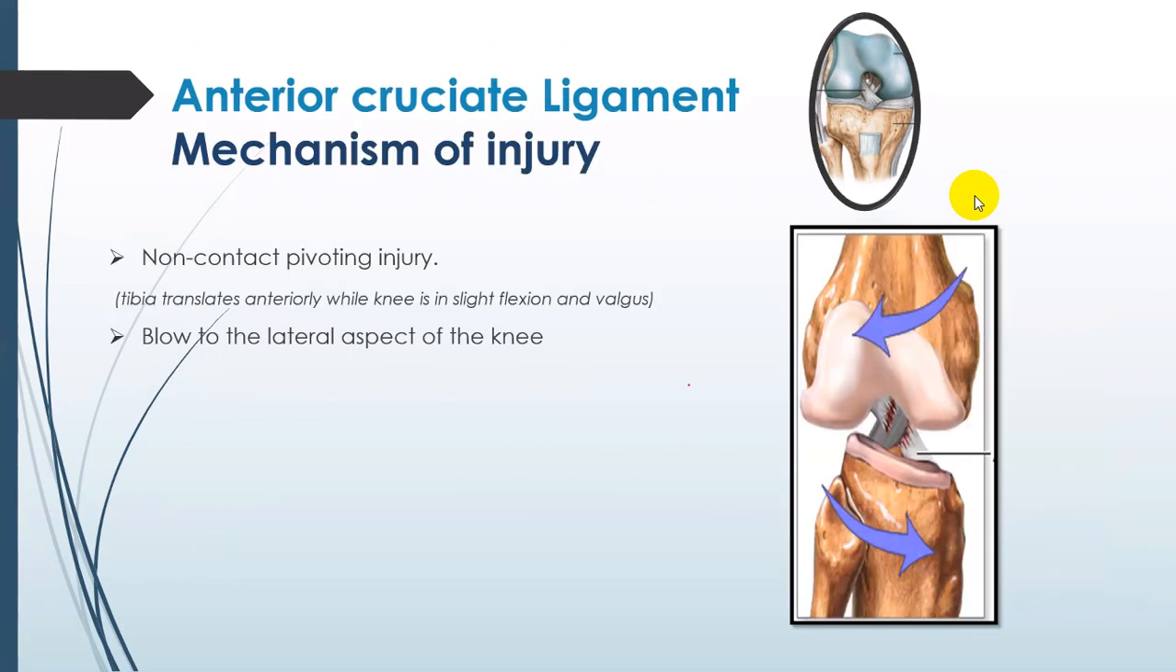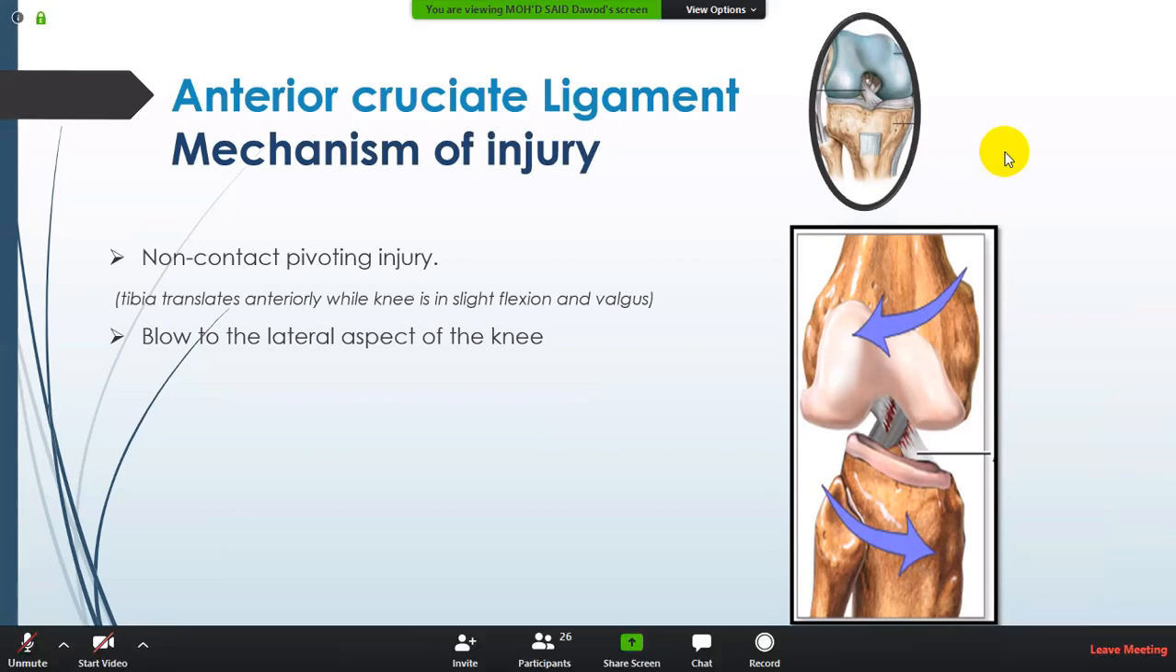The mechanism of injury for anterior cruciate ligament, I will do that in a scenario actually. Usually, 70 to 80% of the patients that I will experience in my clinic is we have a patient, he was playing football. Usually, he had something called non-contact injury.